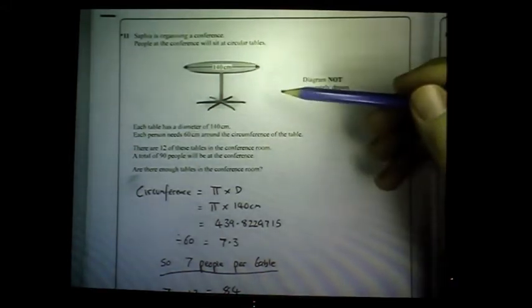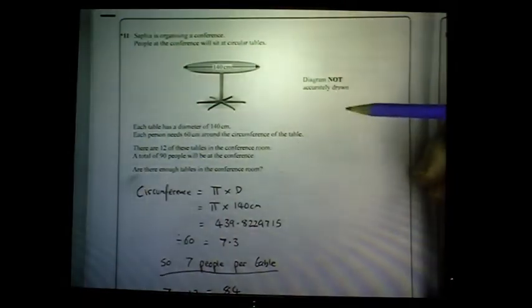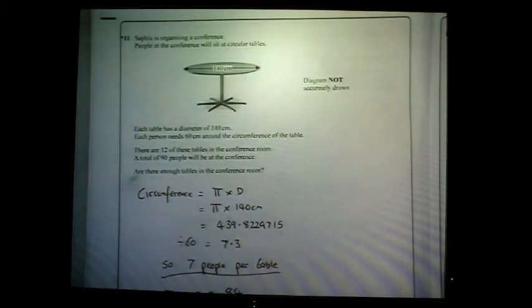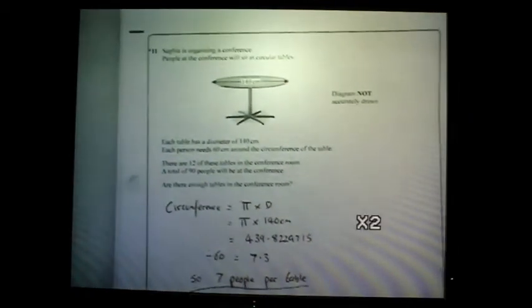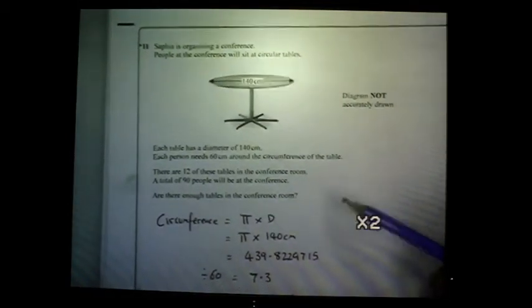Sophia is organising a conference. People at the conference will sit at circular tables, and they've handily drawn a circular table in case you don't know what one looks like. It's got a diameter of 140, and each person needs 60 centimetres around the circumference. So that means when you sit down, you want just over half a metre to spread your arms out and eat your food. There are 12 of these tables in the conference room, and 90 people are turning up. Will there be enough room?